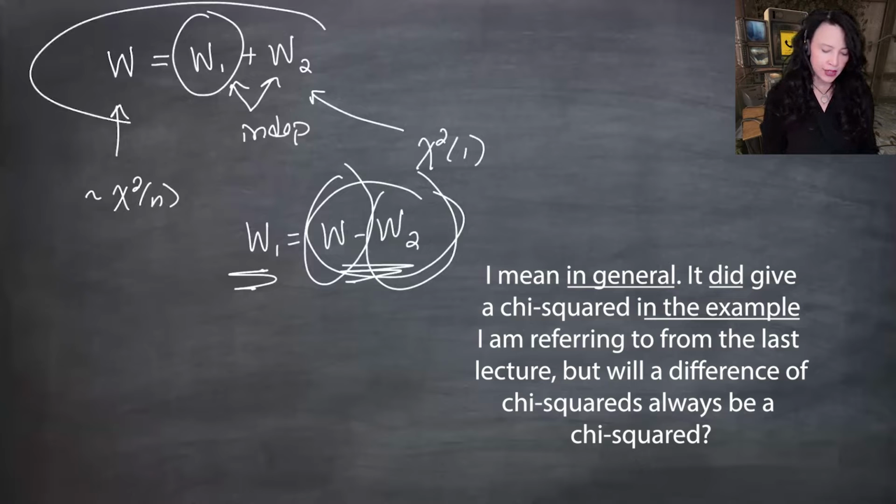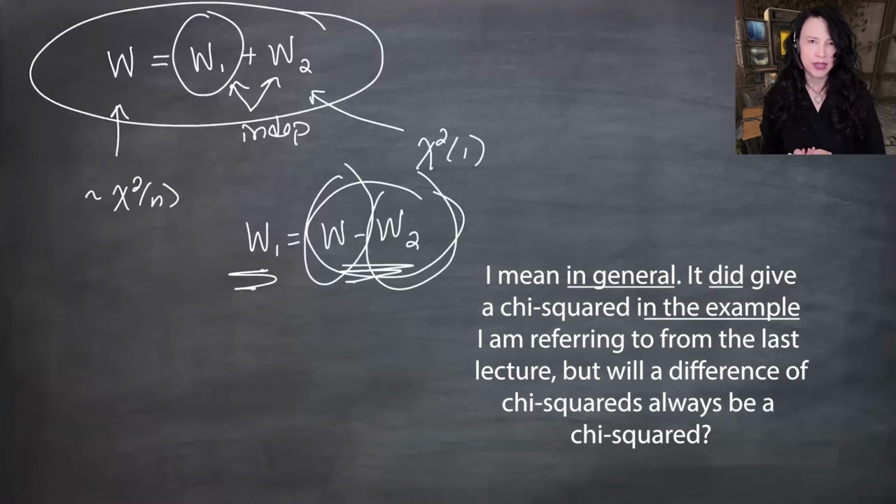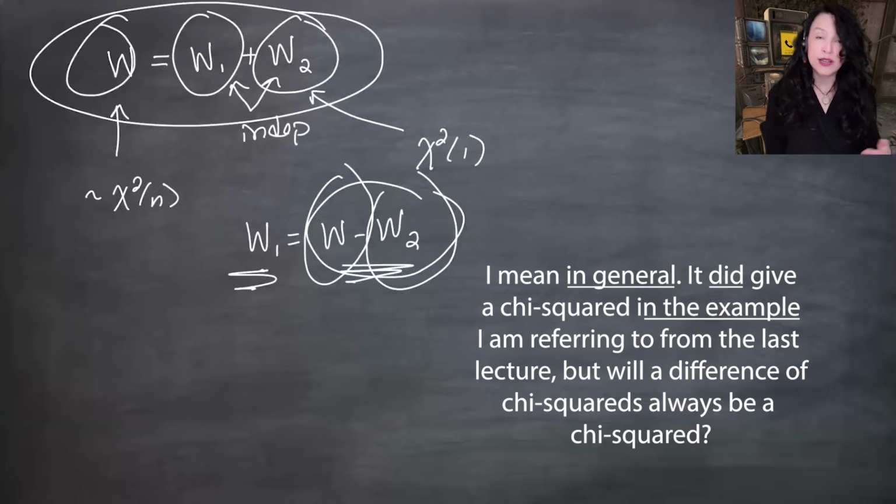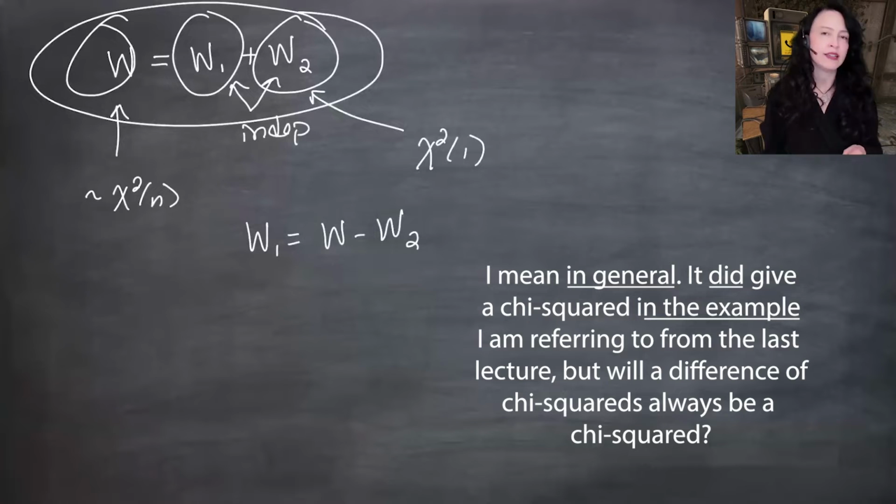It did work out in this case, but it's really because of how it was built up. It was built up in a way that this minus this was never going to be negative in the first place. So that's the only thing I wanted to point out. It may have appeared that I said that a difference of chi-squareds is chi-squared, and that is not true in general.